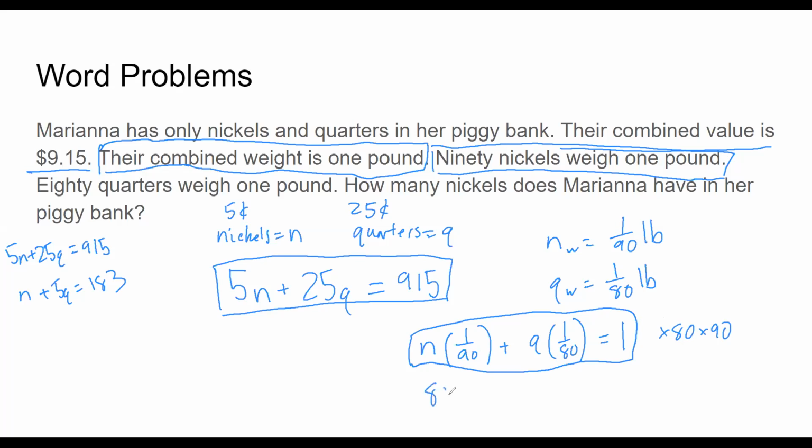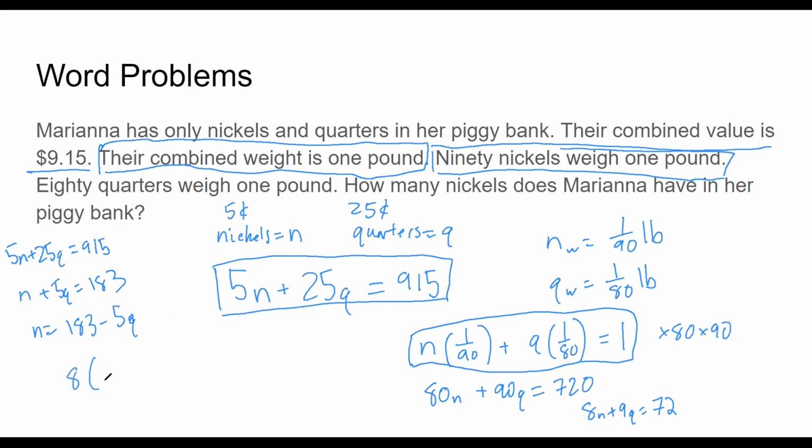So 80n plus 90q is equal to 720. And then we divide both sides by 10. 8n plus 9q is equal to 72. So now let's use substitution here. We solve for n here. n equals 183 minus 5q. And then what we do is we substitute it into this equation, 8n plus 9q equals 72.